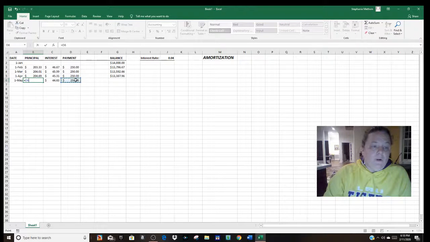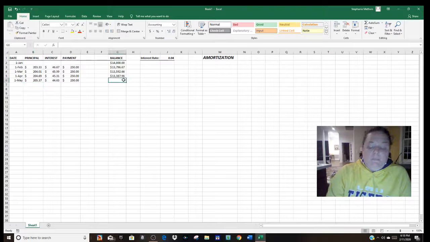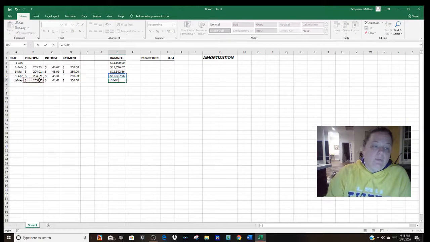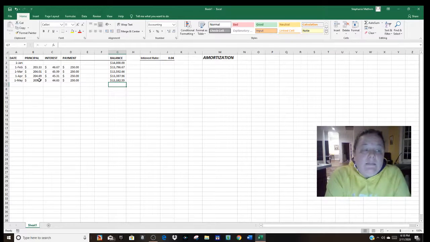So our principal is going to equal our payment minus our interest. And then our balance is going to equal last month's payment minus the principal. Okay. This is all fine and good, but it only gets us to May of 2020, and we still owe $13,182. So we have to keep doing this.